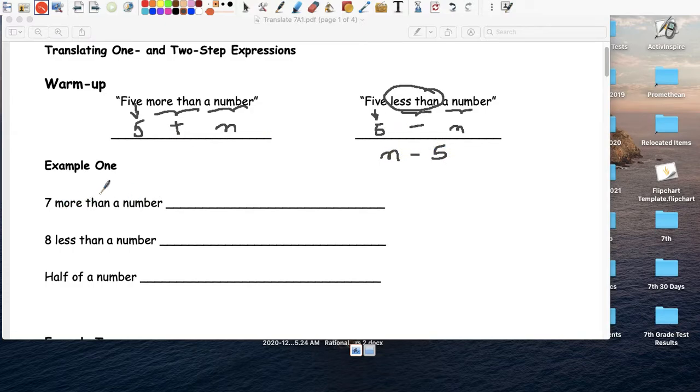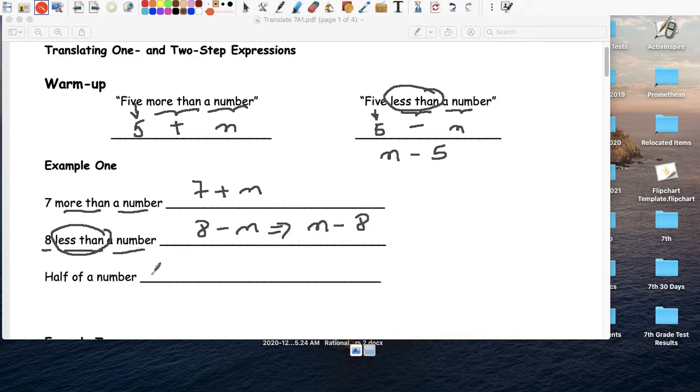Again, 7 more than a number. 7 more than is plus a number is n, so 7 plus n. 8 less than a number. Every time you have subtraction, just make sure you check: is this one that I have to adjust? Yes, I do.